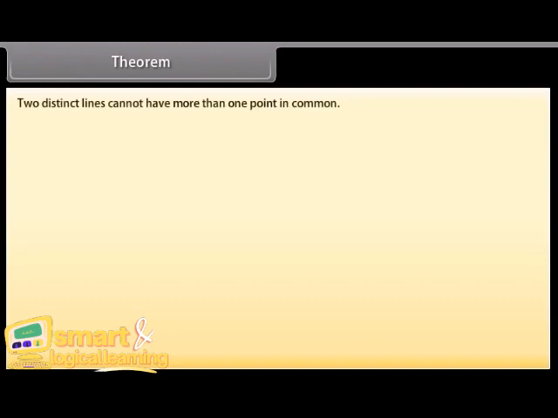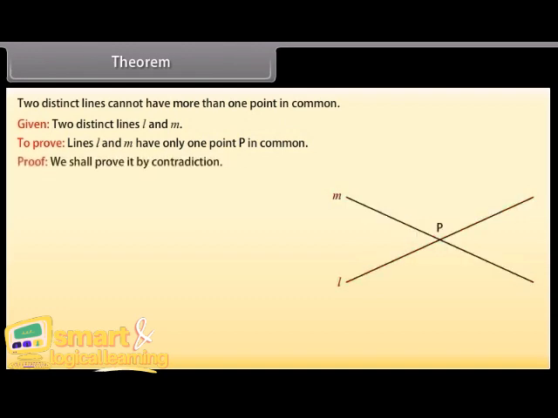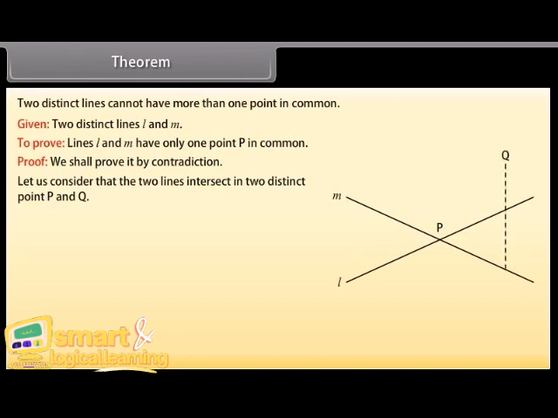Theorem: two distinct lines cannot have more than one point in common. Given two distinct lines L and M, we have to prove that lines L and M have only one point P in common. Proof. We shall prove it by contradiction. Let us consider that the two lines intersect in two distinct points P and Q. Thus, we see that the two lines L and M pass through two distinct points P and Q.